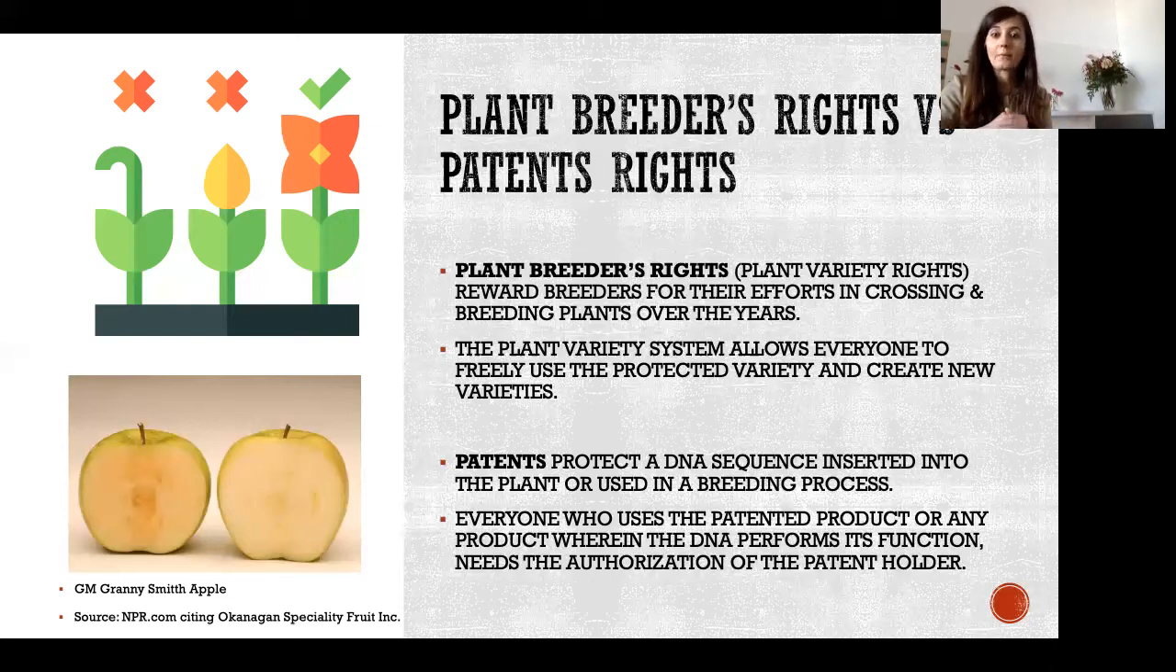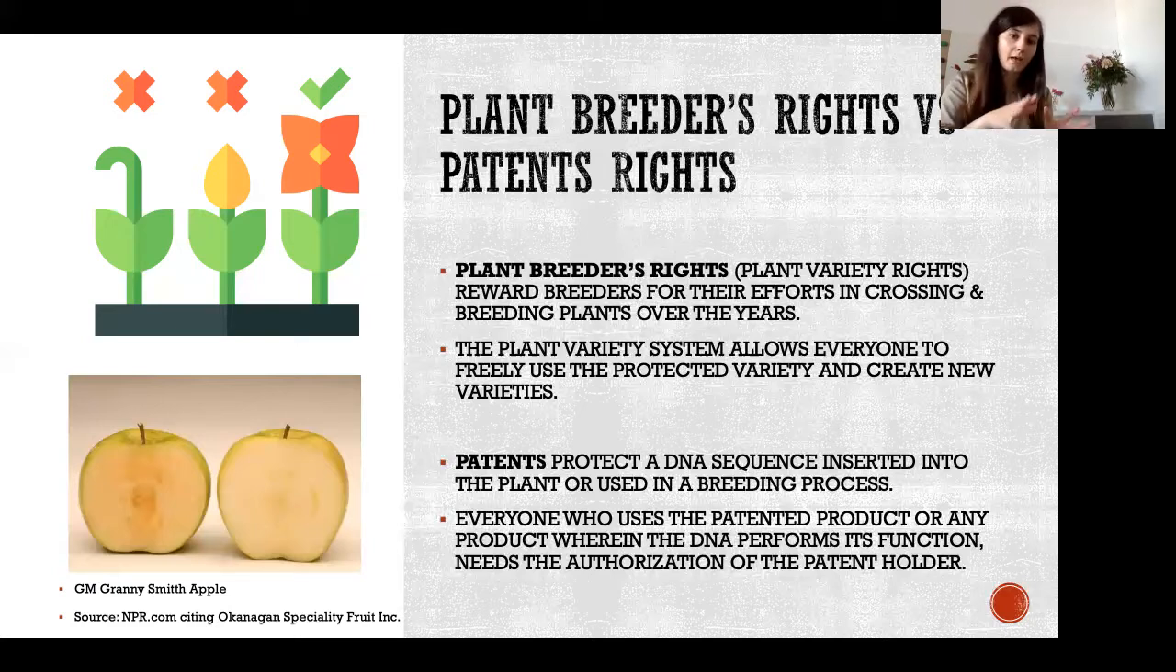However, when patents were issued, this is a situation in Europe, not in the US and Australia and Japan and other countries, a little bit different. So when patents in Europe started to be granted, they were granted not on a plant variety, but on the DNA sequence that is inserted into the plant or in the breeding process.